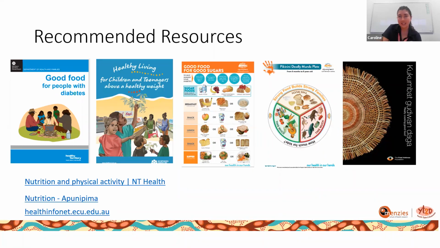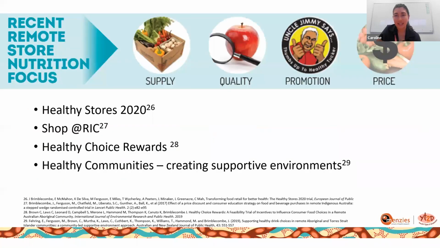So I'd just like to touch on some of the work that's happening in remote communities to improve the supply and quality of fresh produce and promote healthy food choices. So I'll talk through one on the next slide called Healthy Stores 2020, but I'd also like to highlight a recent Opuna project, the Healthy Communities, that aim to engage local governments, community leaders, organisations and community members to create supportive environments to reduce sugary drink consumption.